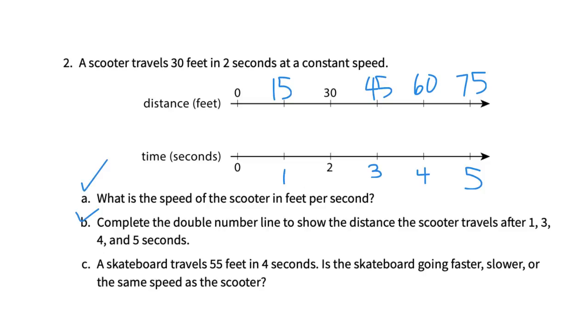Now question C. A skateboard travels 55 feet in 4 seconds. Is the skateboard going faster or slower? Well, we don't have to do any math. All we have to notice is this ratio right here, 55 feet in 4 seconds. And we can see that the scooter is traveling 60 feet in 4 seconds. So the scooter is going faster than the skateboard.